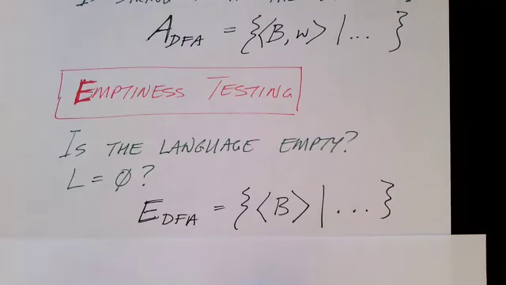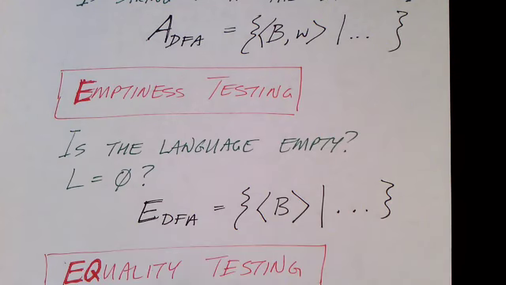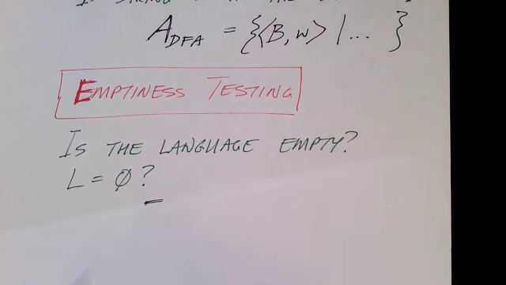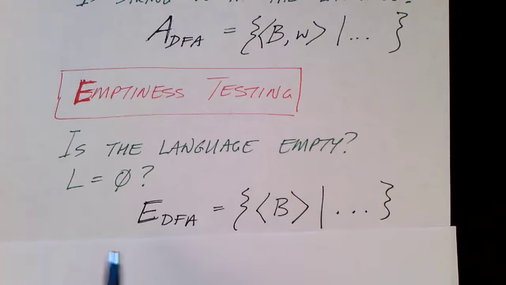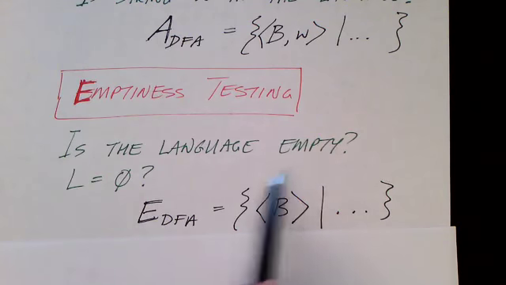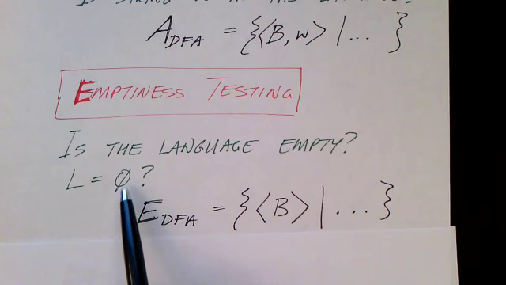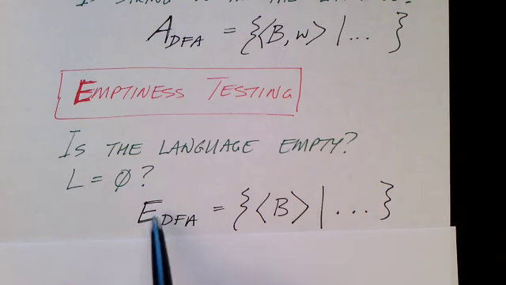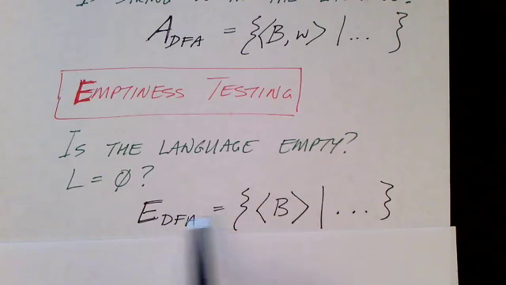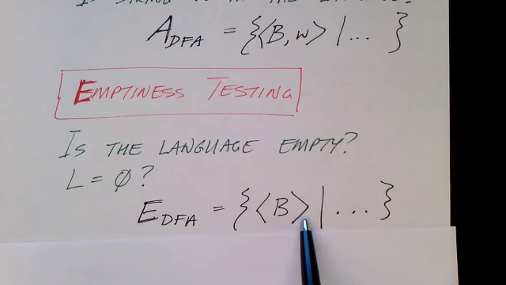So we'll use E for that, and we'll use EQ for equality testing. But let's use E for emptiness testing. So the question is, is the language empty? Is it the set that contains no strings? And in this case, the language we're interested in, E sub DFA, consists of those strings that represent valid deterministic finite state automata, and the question is, does that finite state machine accept any string at all?